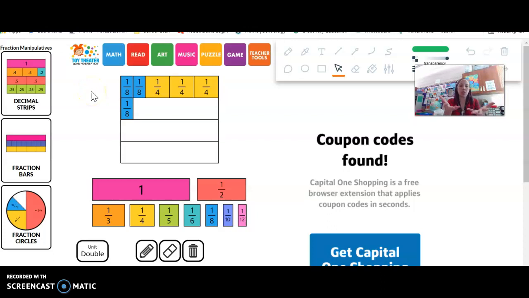So sometimes putting out the picture is actually the simplest way to do it if you have the tools available to you. If you need more help with the fraction strips, knowing how to use them, let me know. Otherwise, good luck.